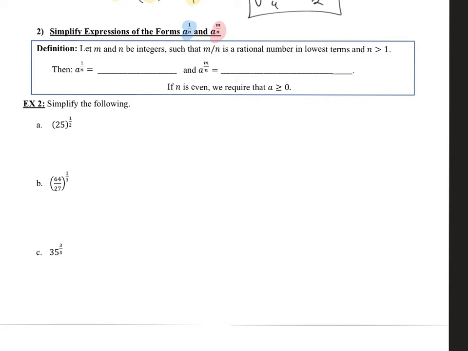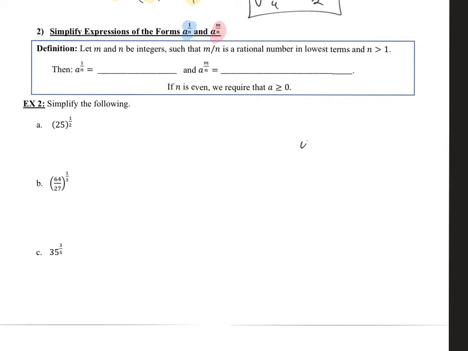All right, let's look at the definition. Let m and n be integers such that m divided by n is a rational number in lowest terms and n is greater than 1. All right, so what does it mean to be in lowest terms? That just means we can't simplify it.